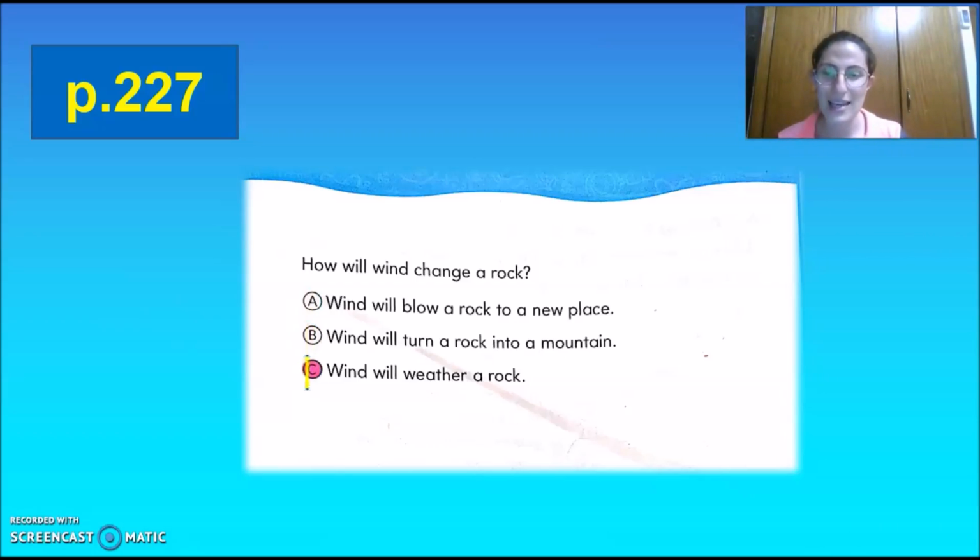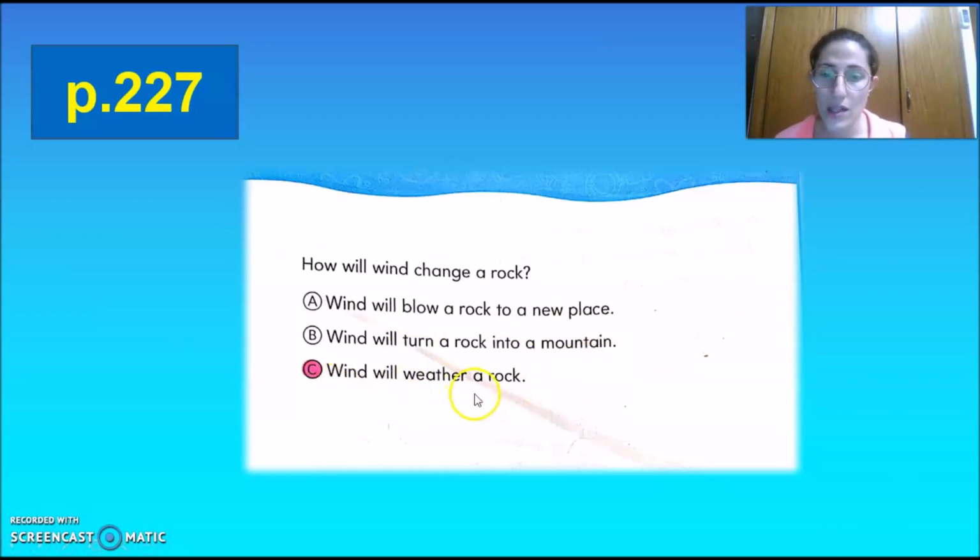Excellent! It is C indeed. Of course it is not A, because wind will not blow a rock to a new place. B. Wind will turn a rock into a mountain. No, the wind will break the mountain and make it smaller over many years. But why? Because the wind keeps on hitting the rocks and the mountain year after year. The mountain or the rocks will become weaker and start to break down into smaller pieces. And then the mountain, after many, many years of weathering by wind, will become more rounded and smoother. So of course the wind will not turn a rock into a mountain.